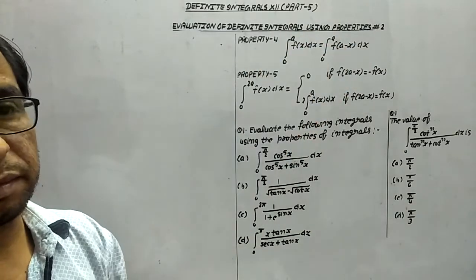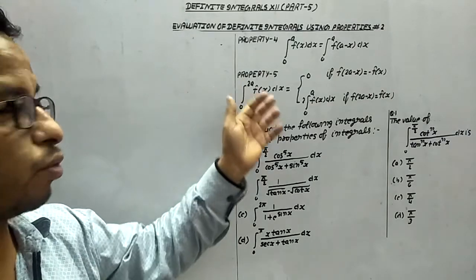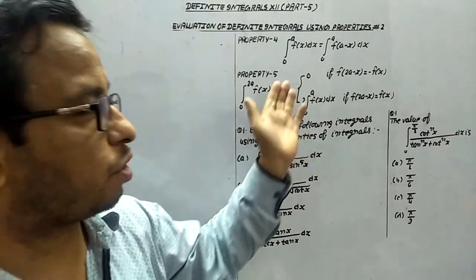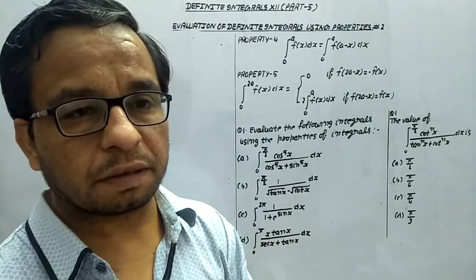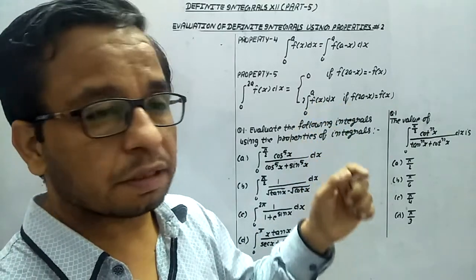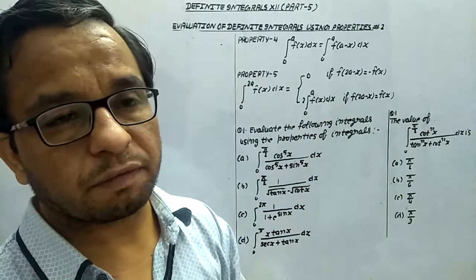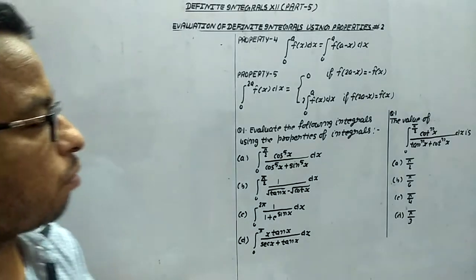minus x) dx. And the next property, property 5, is integration 0 to 2a f(x) dx is equal to 0 if f(2a minus x) is equal to minus f(x), and this is equal to 2 times integration 0 to a f(x) dx if f(2a minus x) is equal to f(x). Now on the basis of this, we will solve the questions.